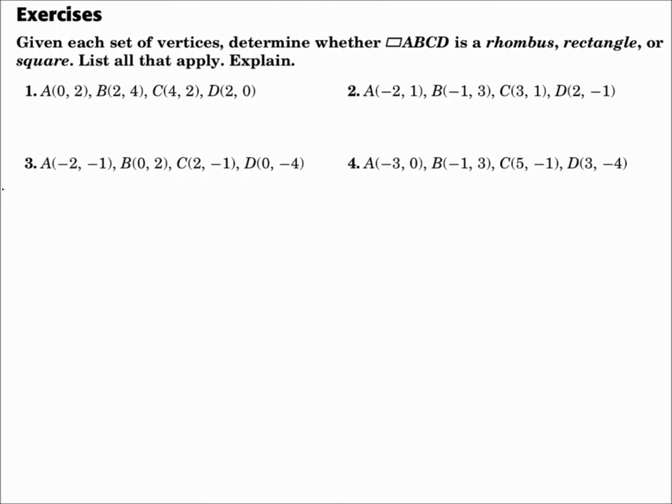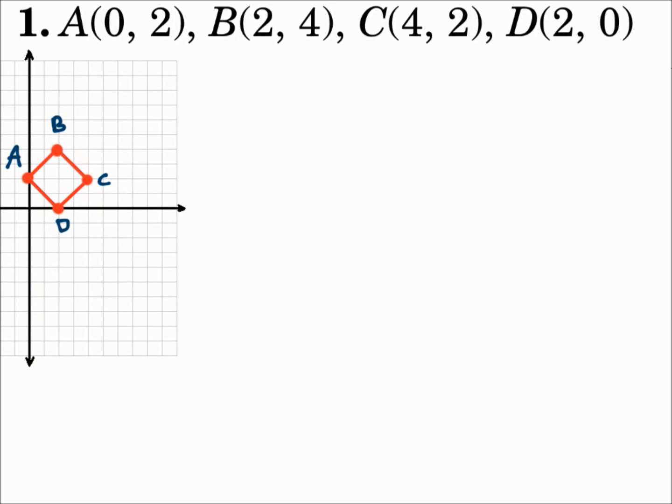Given each set of vertices, determine whether quadrilateral ABCD is a rhombus, rectangle, or square. List all that apply and explain. For number 1, you have points A, B, C, and D. Let's determine what type of shape it is.